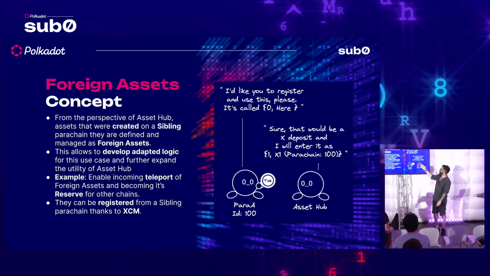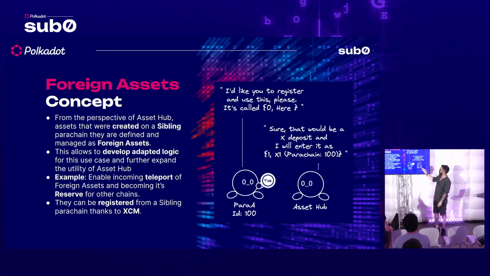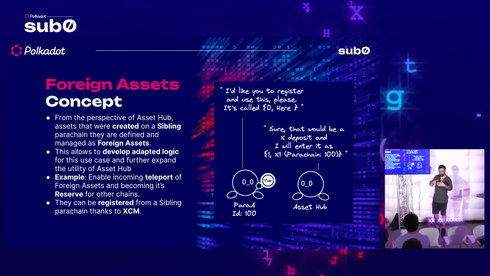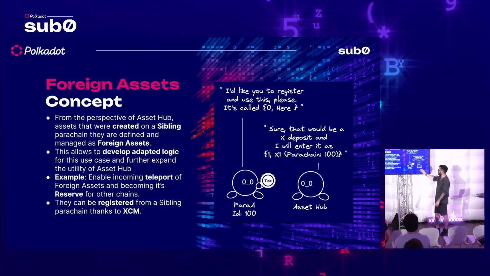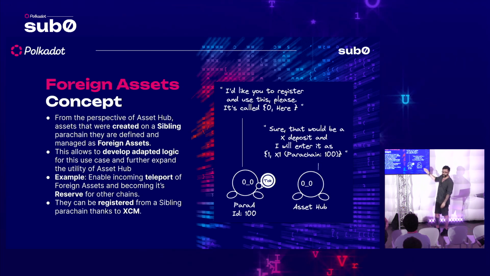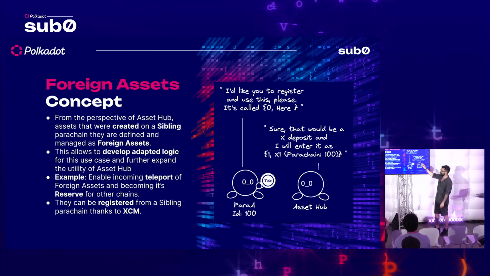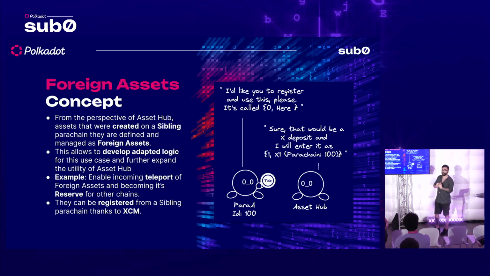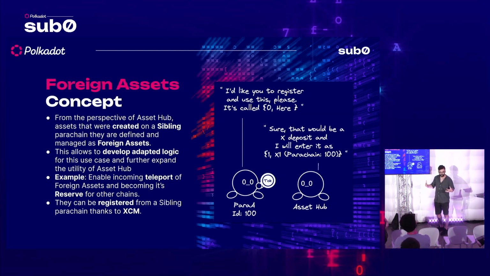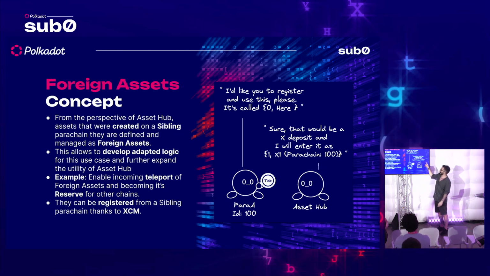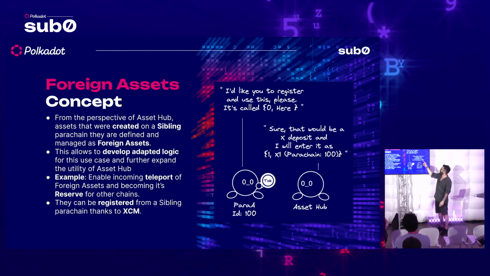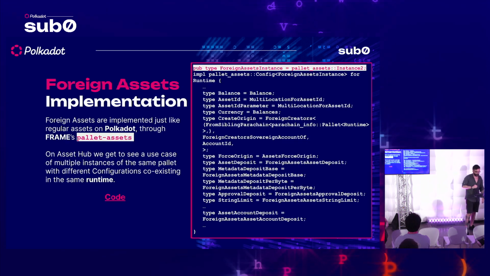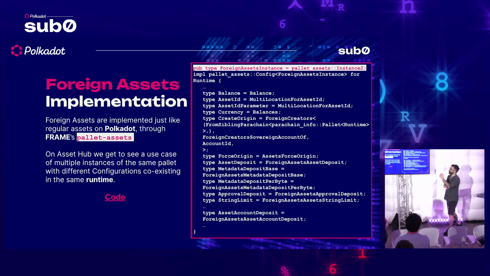And it asks to be registered as a foreign asset, because it wasn't created on Asset Hub, it was created on a parachain. And it asks Asset Hub to register it, and Asset Hub will say, okay, but let's register it as you from my perspective. Since they are sibling chains, this looks like something like parent 1, X1, parachain 100. I hope this will start making sense as we move forward. How is this implementation of foreign assets?